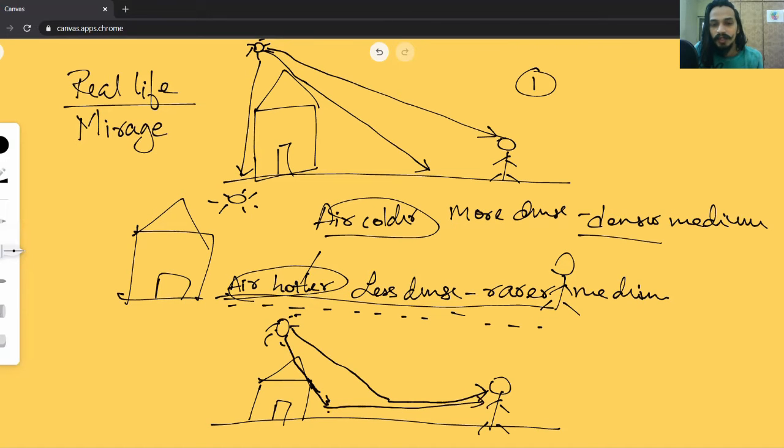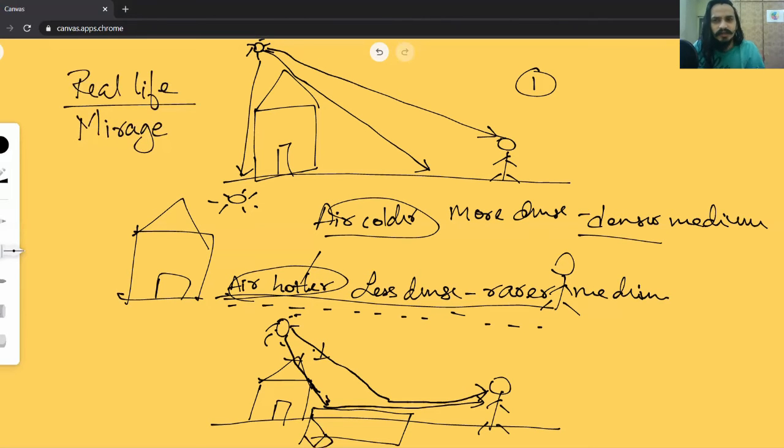Now what it will look like is as if there is an image over here. It looks like there is a mirror because of the light bending and reflecting. That is why whatever this light is falling on, be it the house or anything else, you'll be able to see its image on the road. The image of the house would be visible on the road. It will look as if it's a mirror.